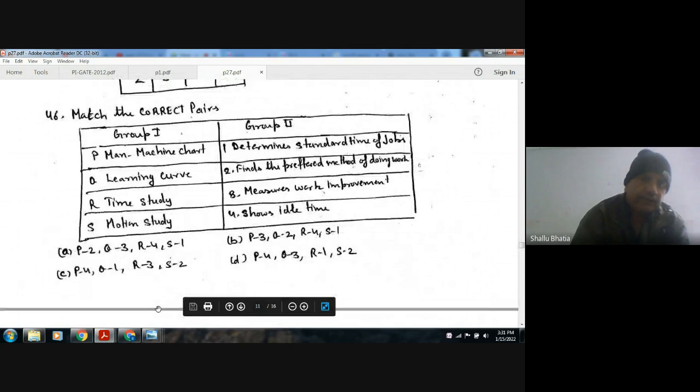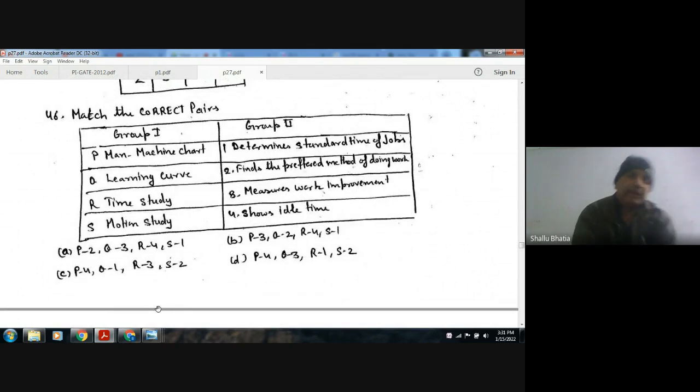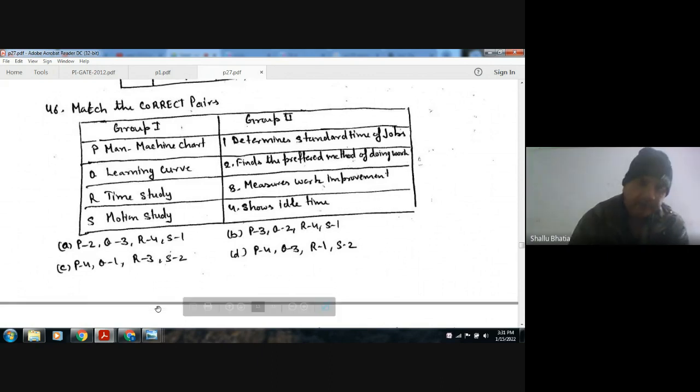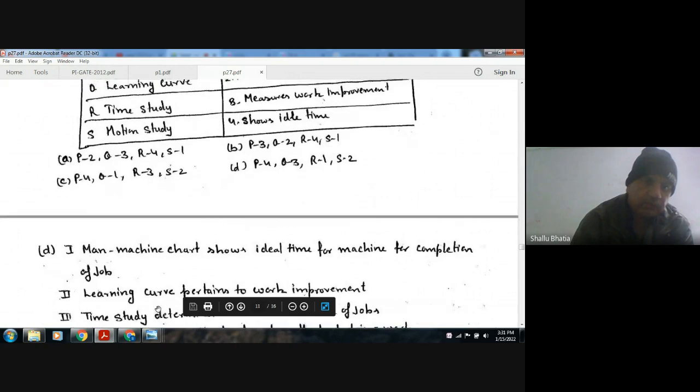Okay, next. Match the correct pair, group 1 and group 2. P, man machine chart, 1, determines the standard time of jobs. Q, learning curve, finds the preferred method of doing work. R, time study, measures work management. S, motion study, shows idle time. So the answer is your D.